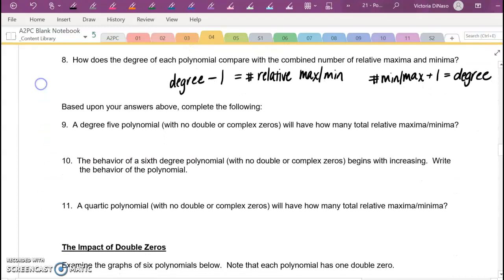So based on those answers, if my degree is 5, which means that we have something x to the 5th power, the total relative maxima and minima has to be 1 less than that. So we would say that it's 4.